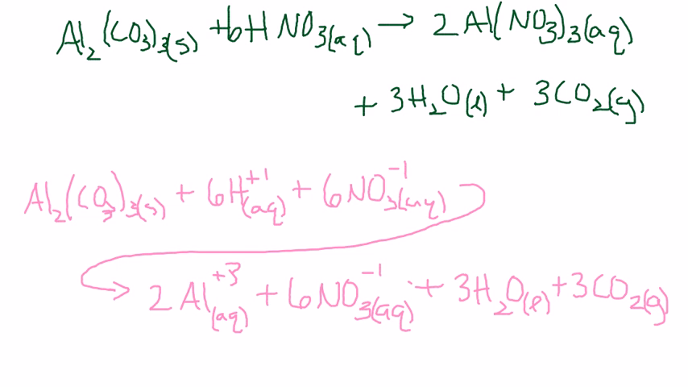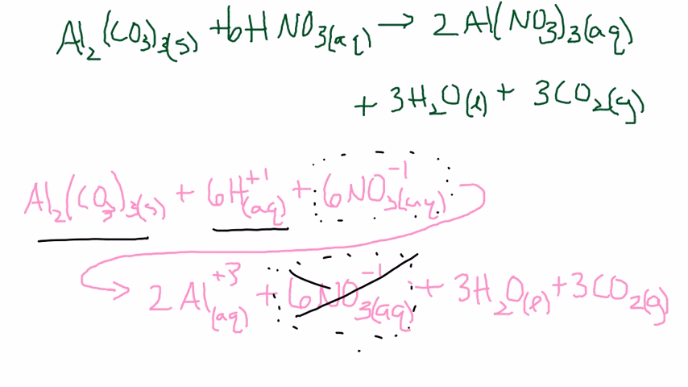Once we get that, we can kind of cut out the fat. We can get rid of the stuff that's extra. So I'm going to switch to a black marker so we can look at that. We don't have this in our products, so that's going to stay. We don't have this in our products, so that's going to stay. Our nitrates, though, we have on both sides, and I tried to outline those in a dotted line for you there. We've got it on both sides of the equation, so really we don't need it on either side of the equation. Everything else here, the aluminum, the water, the carbon dioxide, is going to stay.